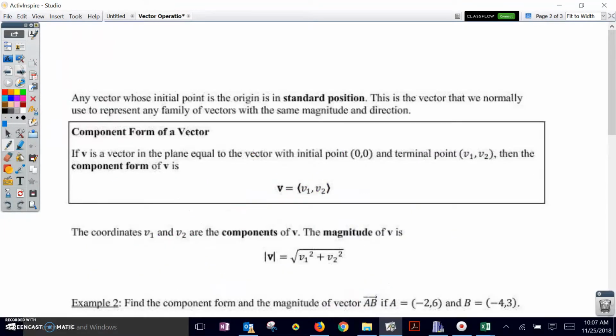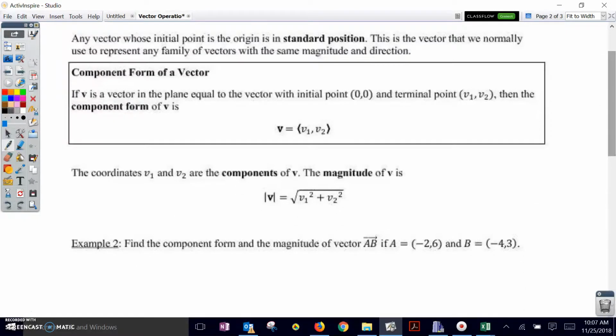Component form of a vector. We talk here about component form of a vector. You're going to want to read through that narrative. And we also talk about the magnitude of the vector. The magnitude is simply the length of the vector, and it's notated with absolute value bars around the vector. So let's start with the component form of the vector AB.